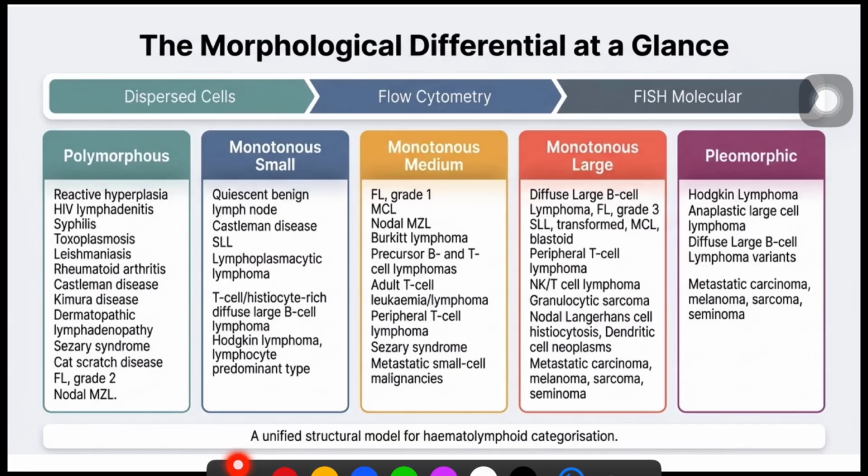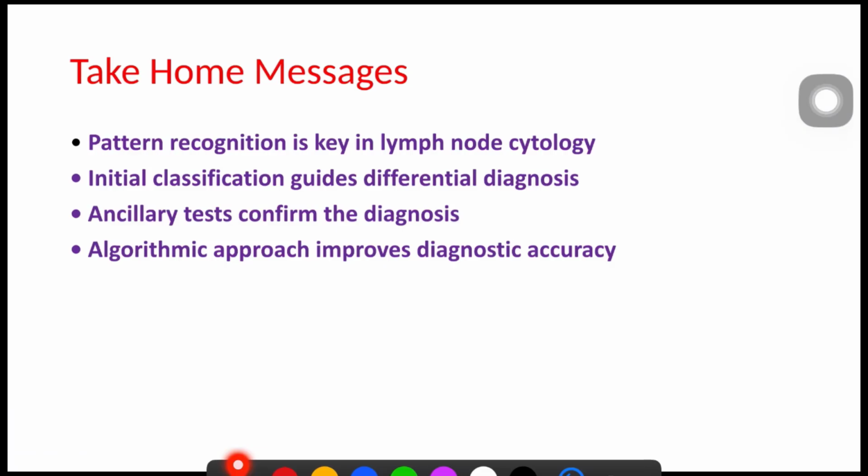Pattern based approach. So to conclude, the algorithmic pattern based approach transforms lymph node FNAC interpretation from a confusing exercise into a structured and logical process. So always remember the sequence. Assess adequacy of the sample first. Second step, identify the overall architectural pattern at a low power view. And third, classify the aspirate into whether it is necrotic or granulomatous or cellular aggregate pattern or dispersed cell pattern, and use this pattern to guide your differential diagnosis.